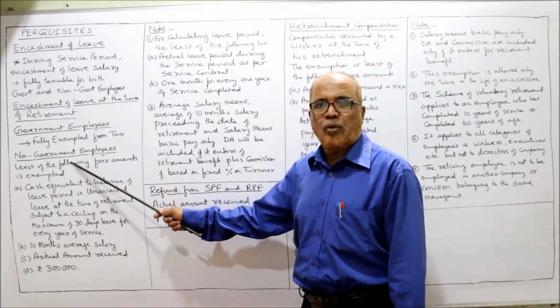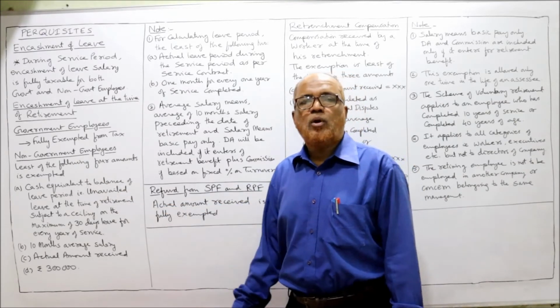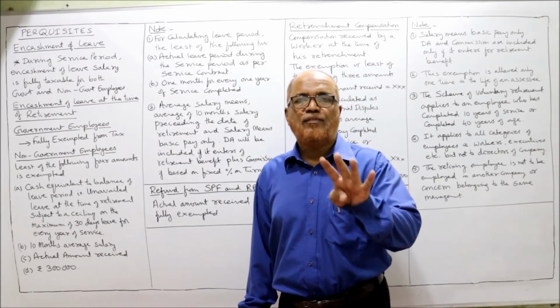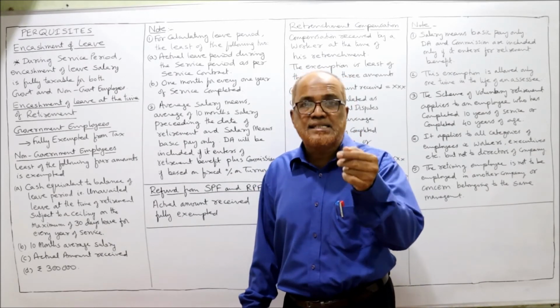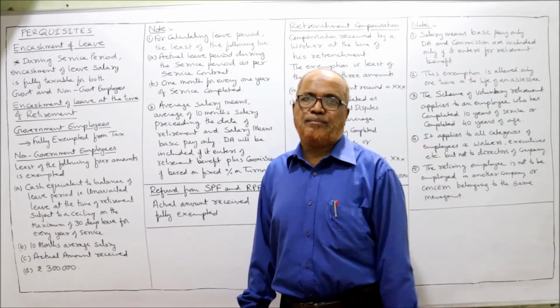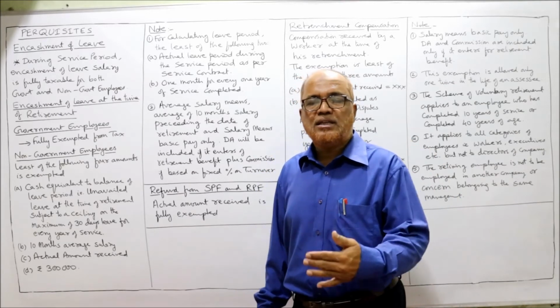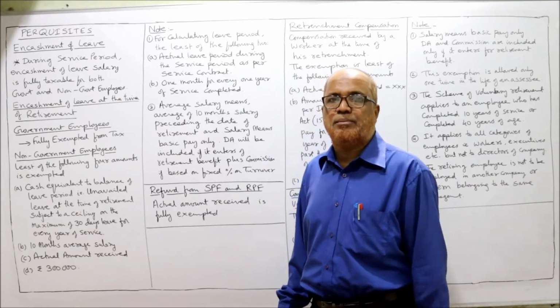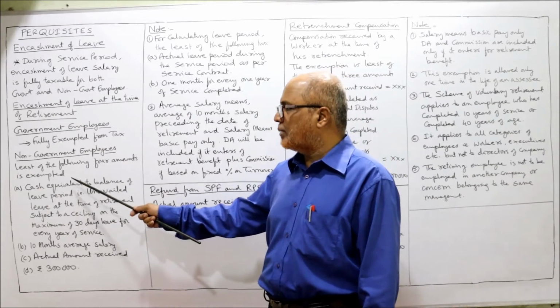For non-government employees, the least of the following four amounts is exempted, and the remaining amount is taxable. So what are the four points in which the least is exempted? The least of the following four amounts is exempted.